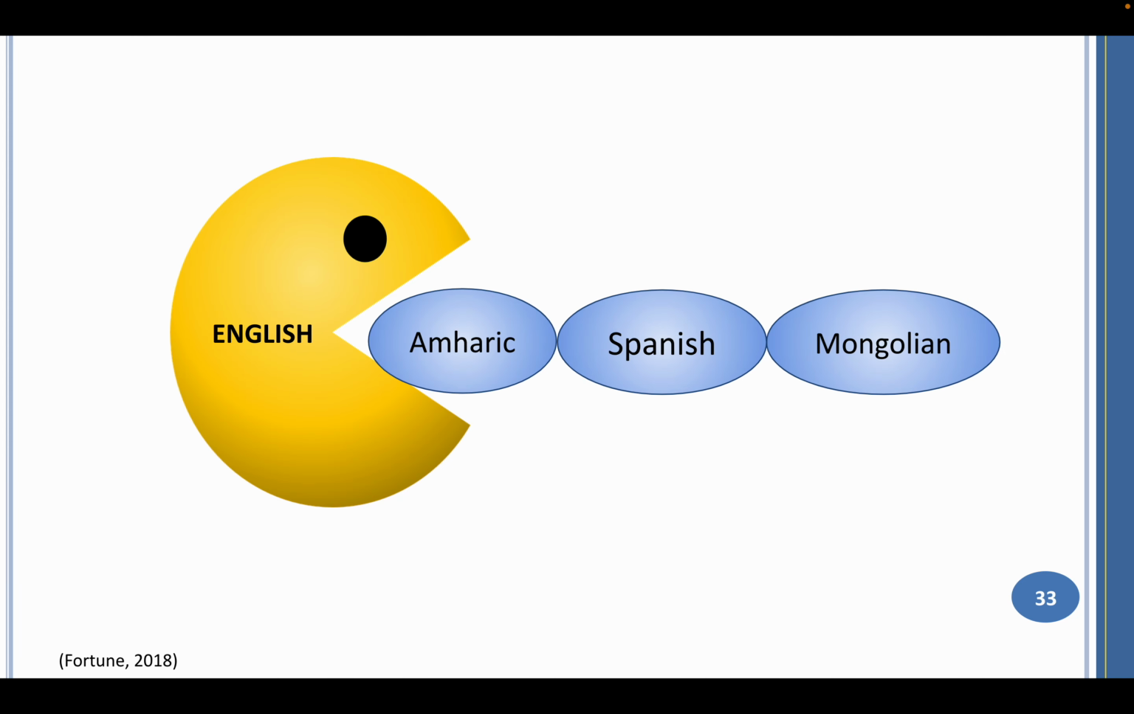I want to leave us today with this image. In the US, English is the Pac-Man of all languages. Across our country, we have children who come into our school system as bilinguals and leave the system as monolinguals. This break with the language means a loss of cultural identity as well. We are so lucky that we have access to a dual language immersion education where students have the opportunity to learn to read and write in two languages.